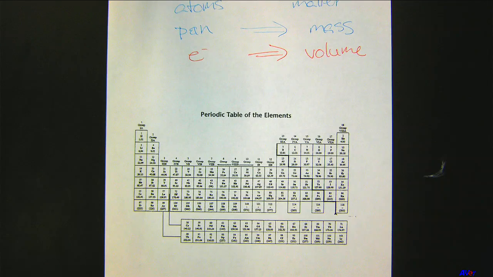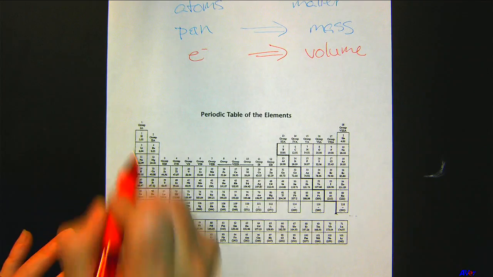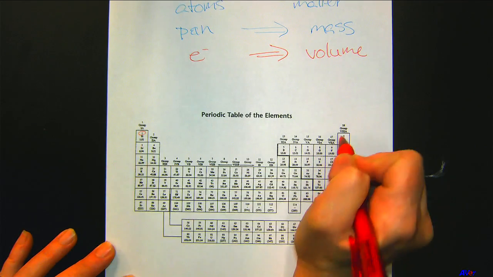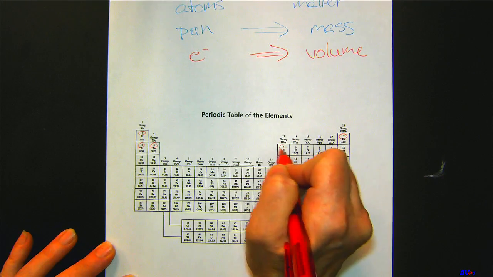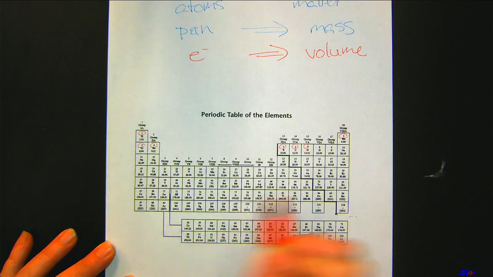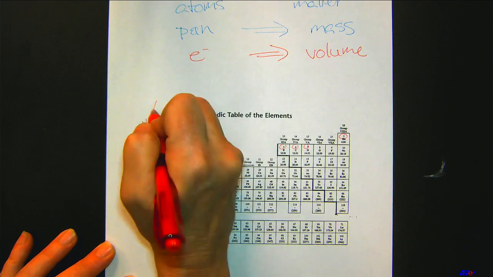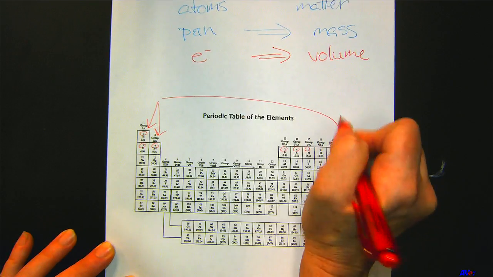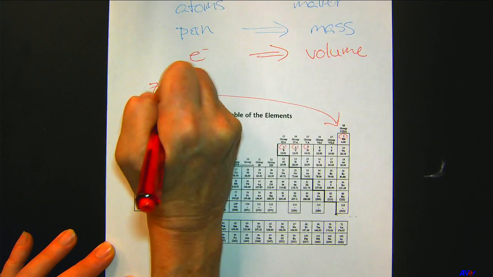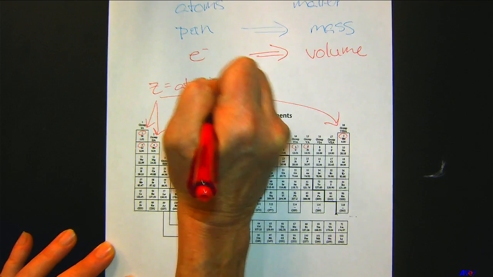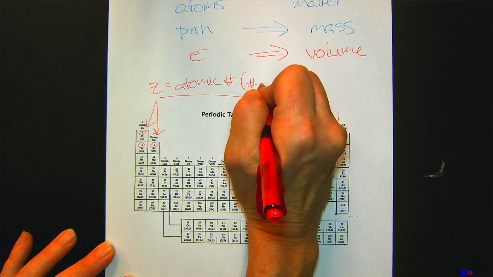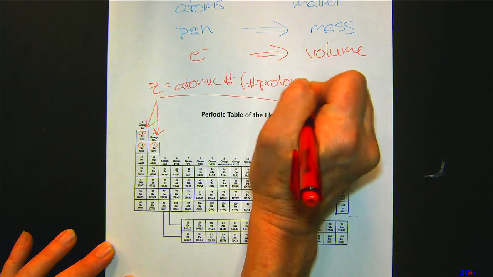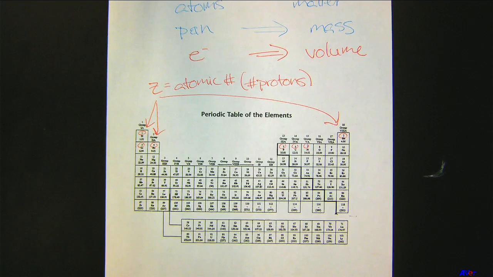If we look right above each symbol, we see a whole number increasing by 1. These values are the atomic number. This is Z, the atomic number. And remember, what is that? That's the number of protons.